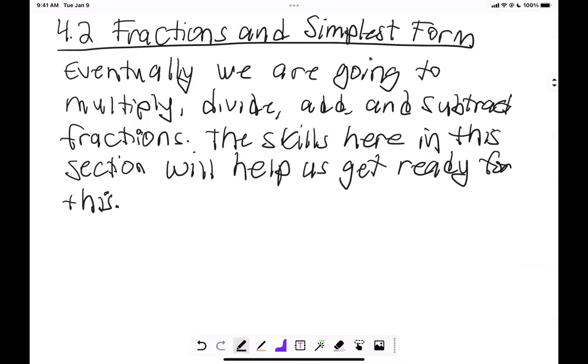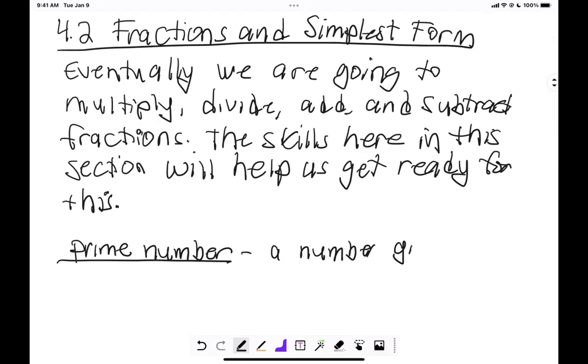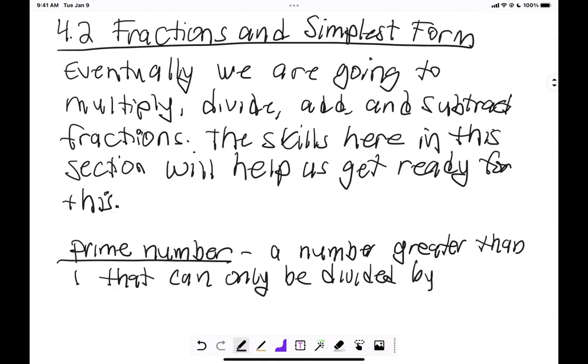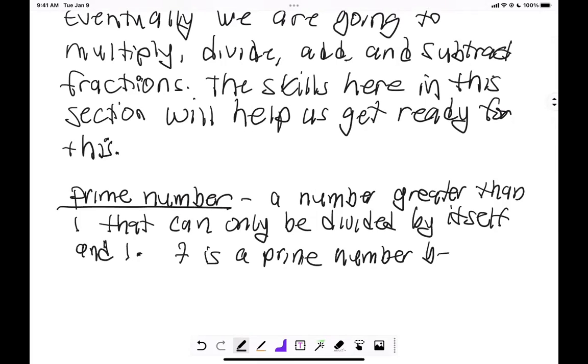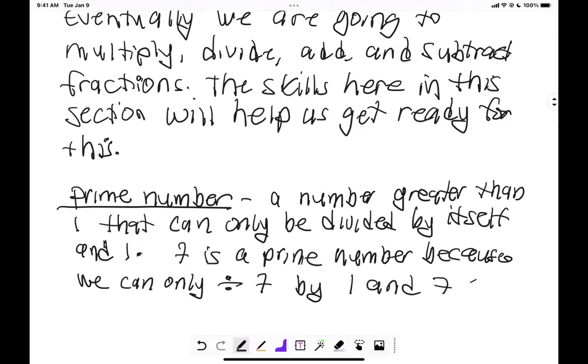Okay, so a few things first. Prime number. What is a prime number? A prime number is a number greater than 1 that can only be divided by itself and 1. It has no other factors. There's nothing else you can divide by. Example, 7 is a prime number because we can only divide 7 by 1 and 7 and nothing else.